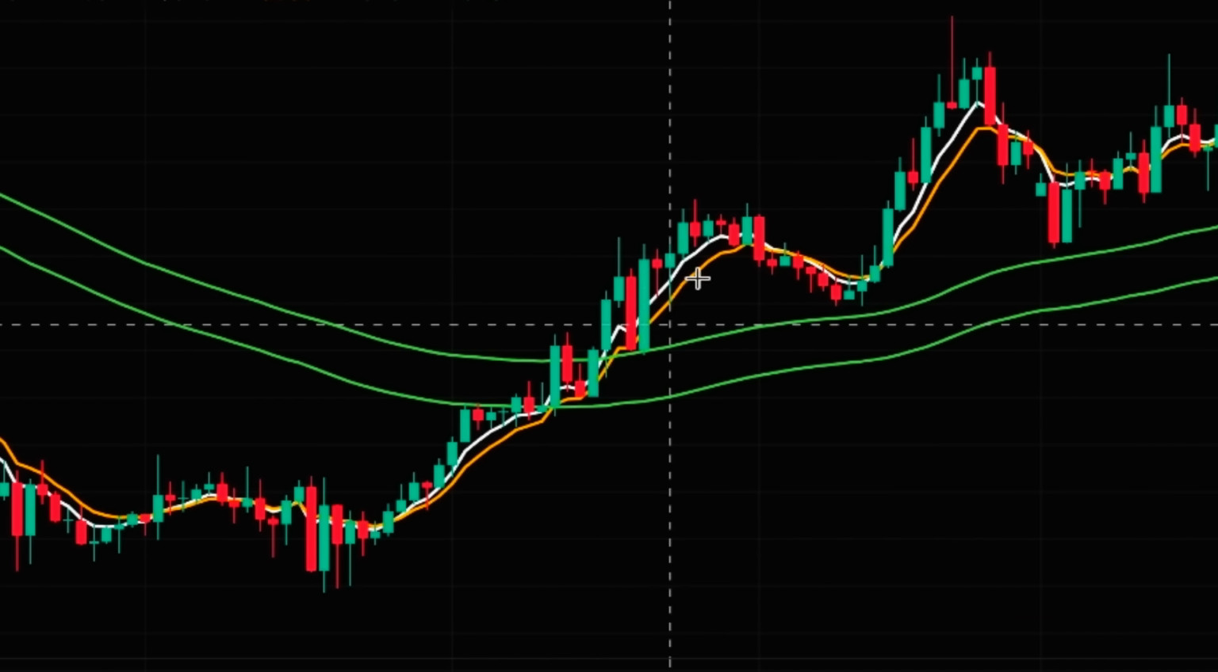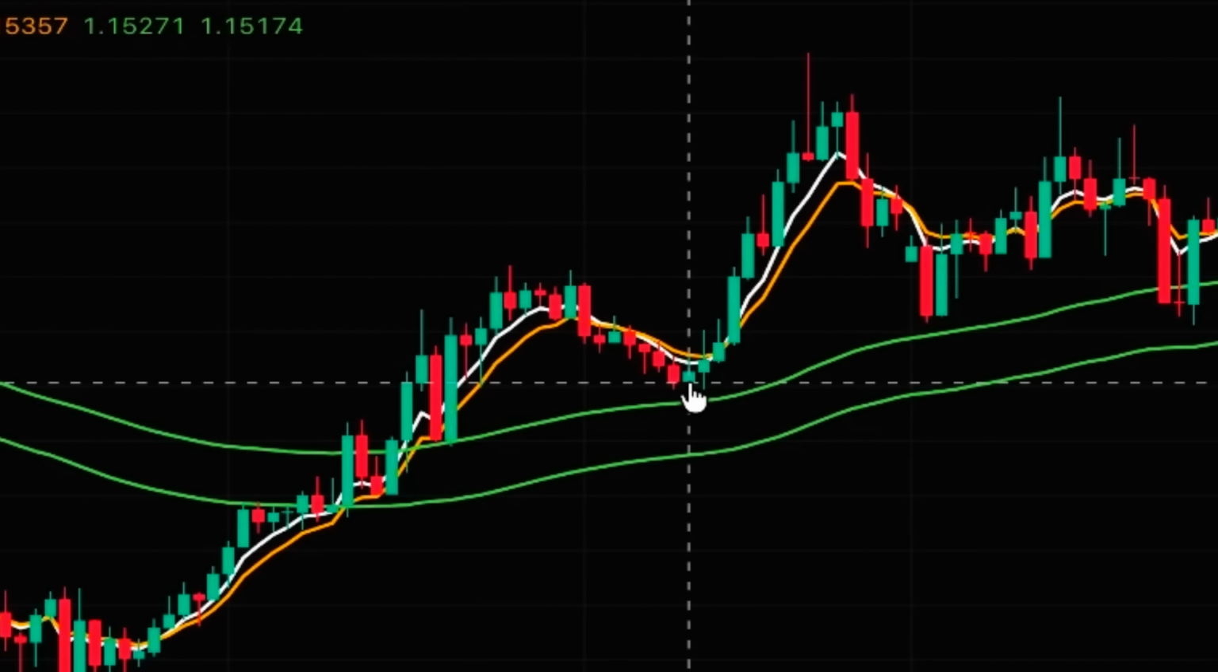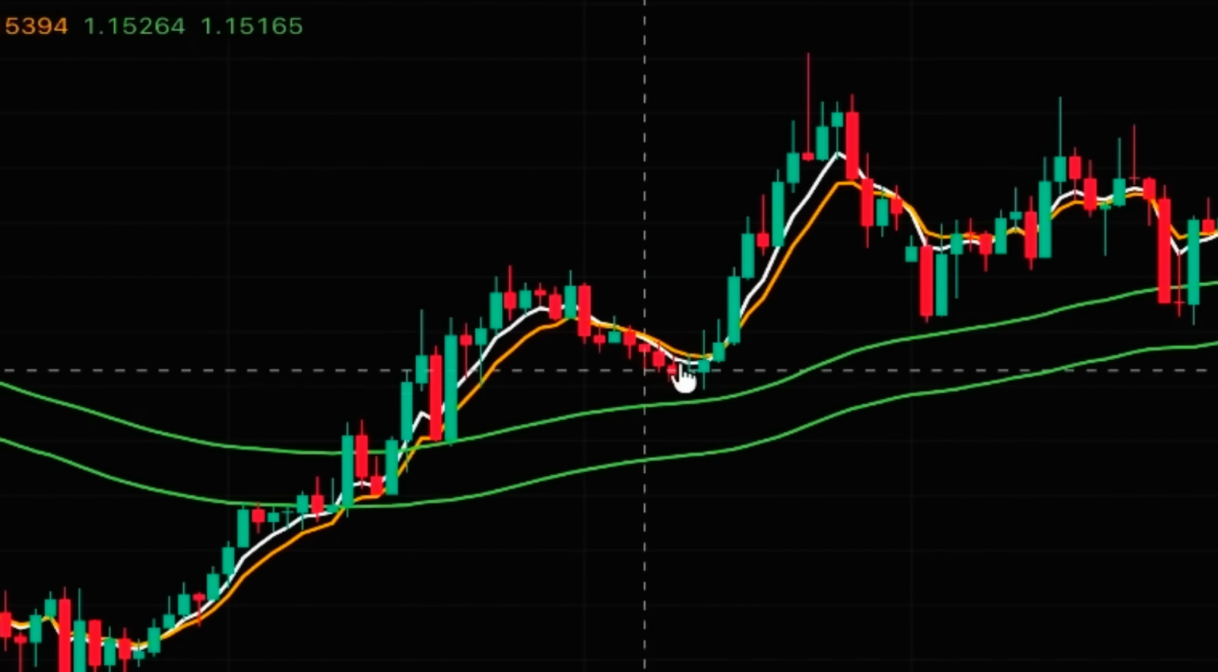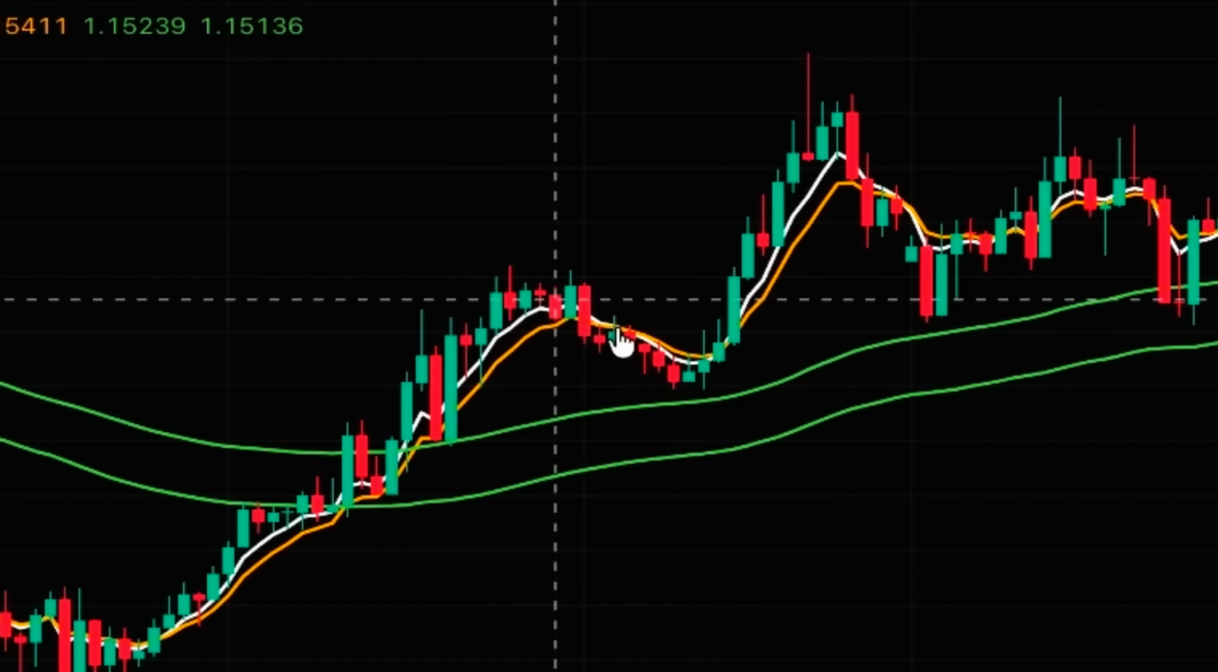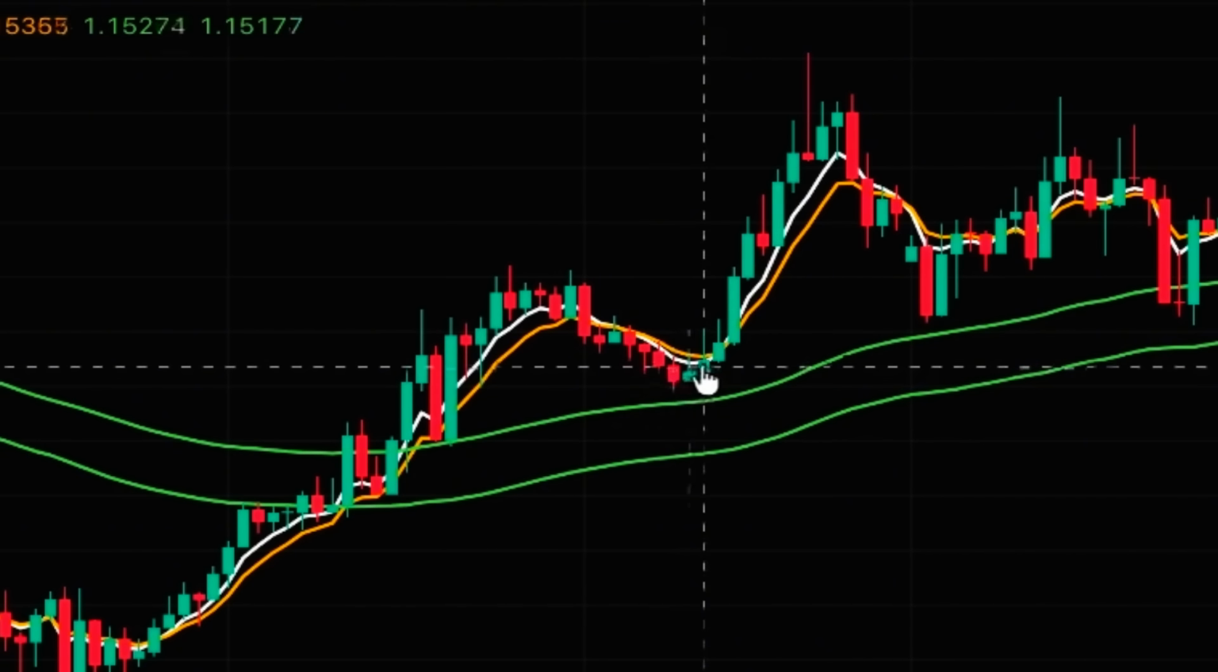We want to be more confident and say with higher probability that a reversal is really happening. So in the next step, we should wait for a pullback, and the orange line and the white line can help us on this. We wait for the white line to go below the orange line. This shows that a pullback is forming on the chart.